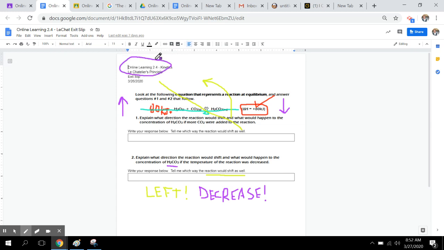We have Le Chatelier's principle where we have the seesaw for concentration and temperature. There's a second rule for Le Chatelier's principle that deals with pressure. I'm going to post that video along with this video for your exit slip feedback.